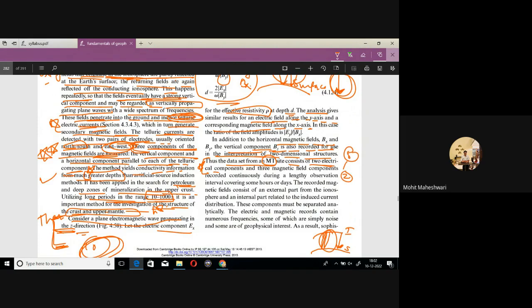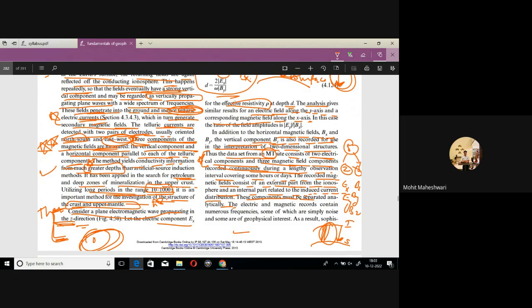Two terms for the electric component, Ex and Ey, and then three terms for the magnetic field component, Bx, By and Bz, recorded continuously during a lengthy observation interval covering some hours of the day. The recorded magnetic field consists of an external part from the ionosphere and an internal part related to the induced current distribution. These components must be separated analytically. So these are the things given there.